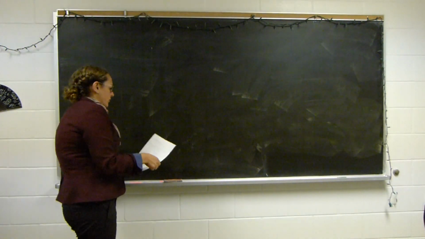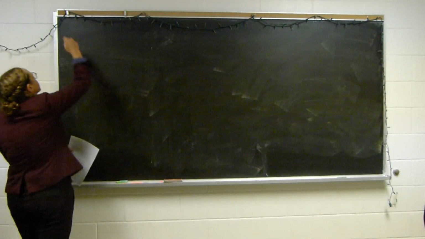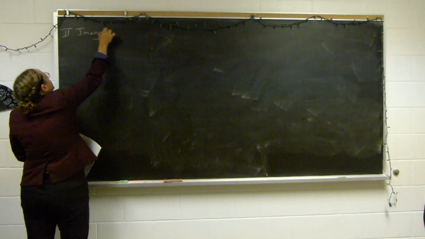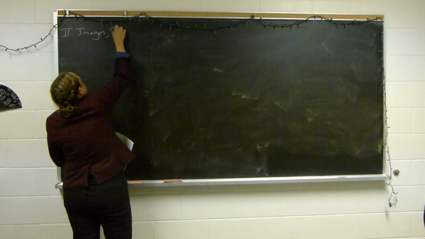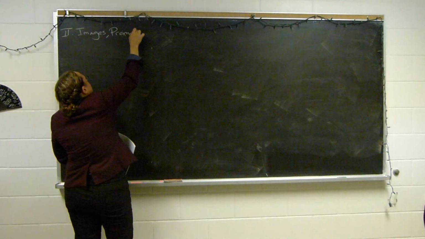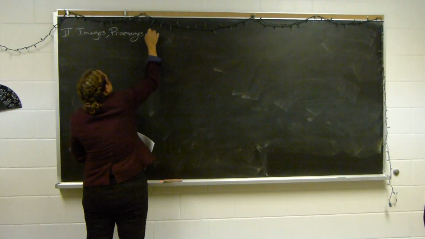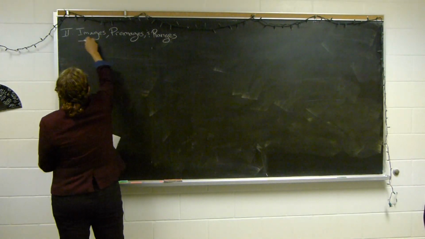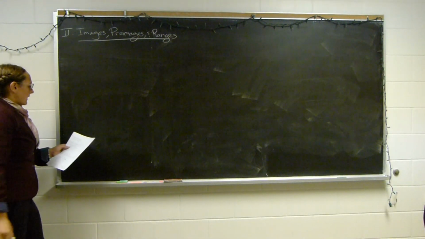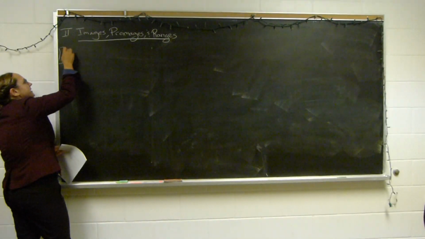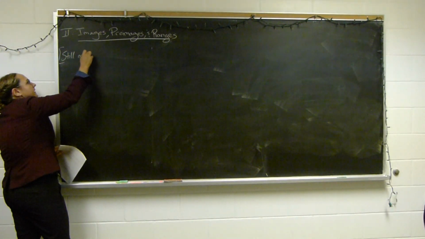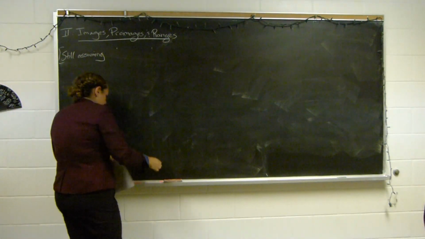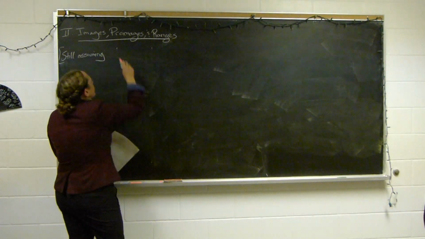Okay, so now we're going to go into images, preimages, and ranges. We still have all the assumptions that we had before, so we're still assuming that S and T were sets. So our inputs and outputs are set.